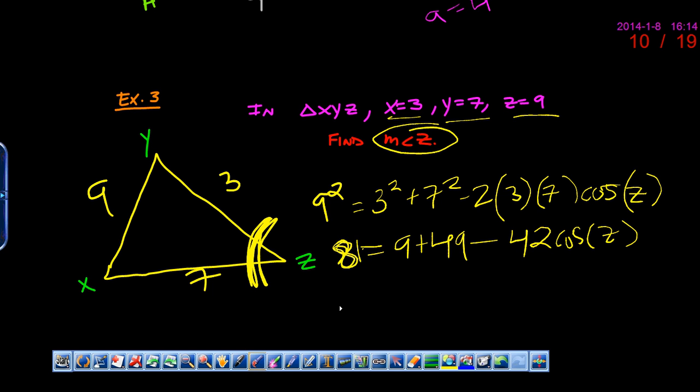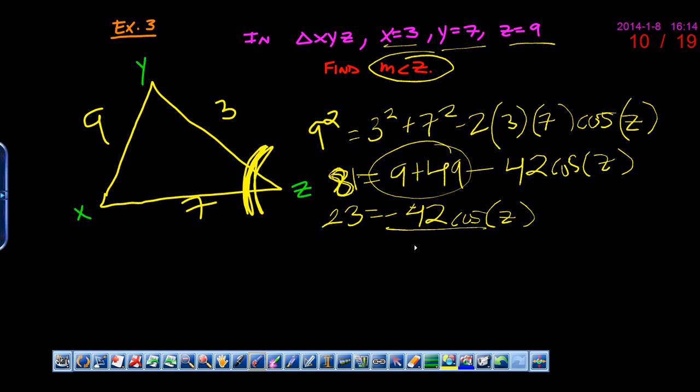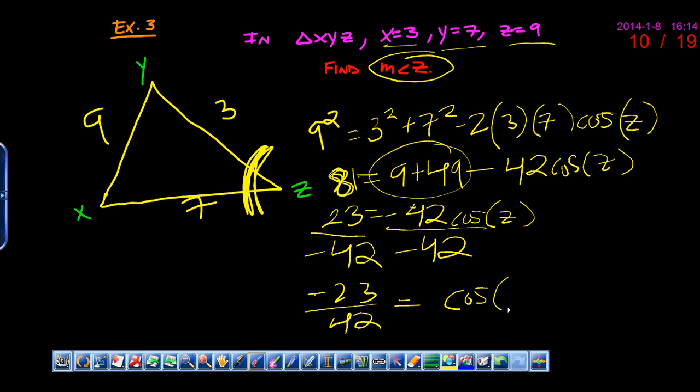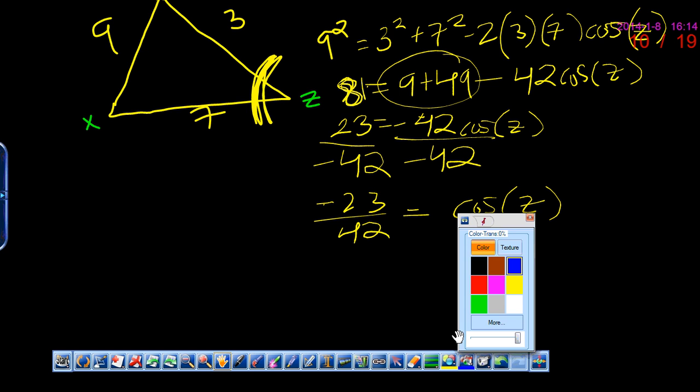And from here, it's just some simple algebra. Add this together, that gives us 58. Subtract from 81, I get 23, equals negative 42 cosine of z. Next thing, we're going to divide by negative 42. I'm just doing some algebra now. So I get negative 23 over 42 equals cosine of z.